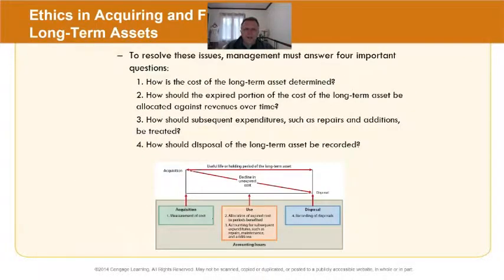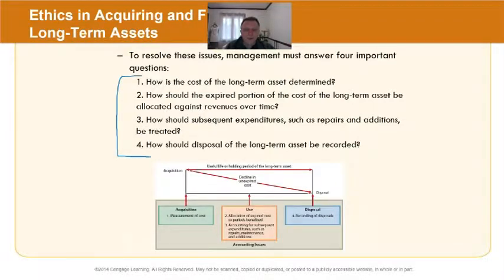There are four important questions we have to ask when we talk about how we're going to take care of our long-term assets from an ethics perspective. First, how is the cost of a long-term asset going to be determined? Especially in the area of goodwill and some of those intangibles, be very careful in determining the cost of that long-term asset. I wouldn't overstate it.